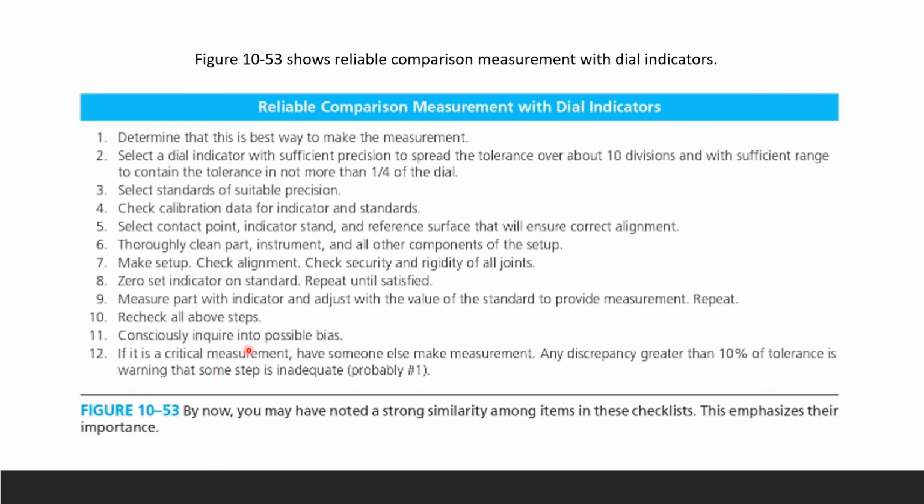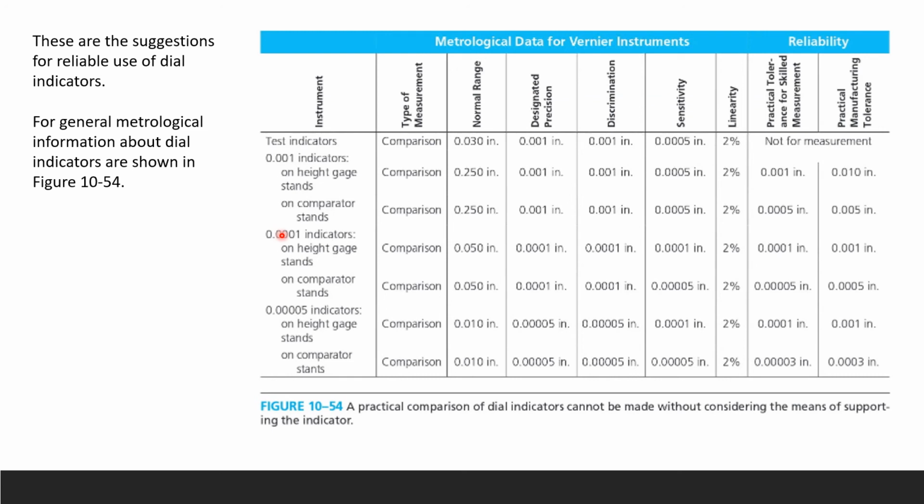Then consciously inquire into possible bias, and think about whether you have done something you're not supposed to be doing. If it is a critical measurement, have someone else make the measurement so that you can see the variance between your measurement and the other, and see the discrepancy. If that discrepancy is greater than 10% of tolerance, it is a warning that some step is not correct or not adequate, so you have to check it again. Alright, these are the suggestions for reliable use of dial indicators.